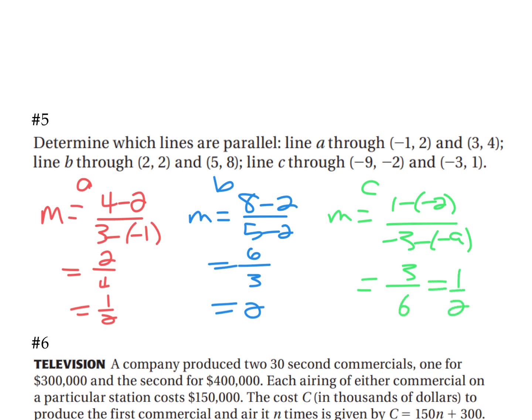So those two slopes are equal. 1/2 and 1/2 are the same slope, so line A would be parallel to line C. Line A and C, that symbol between them, little slanted parallel-looking lines, is the symbol for parallel. We can say that A is parallel to C because they both have a slope of 1/2. Same slope, the lines will be parallel.